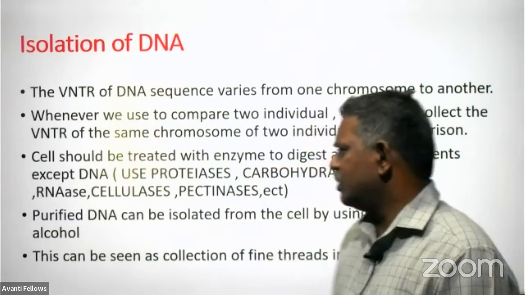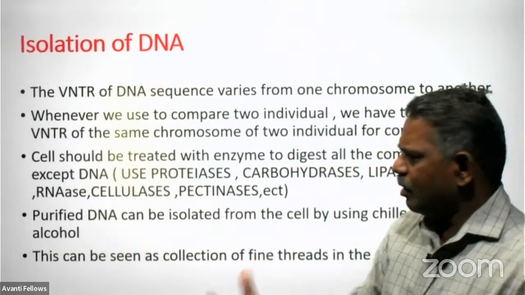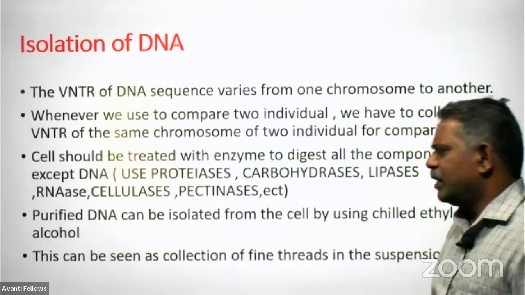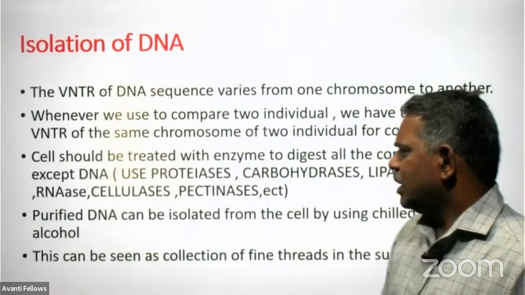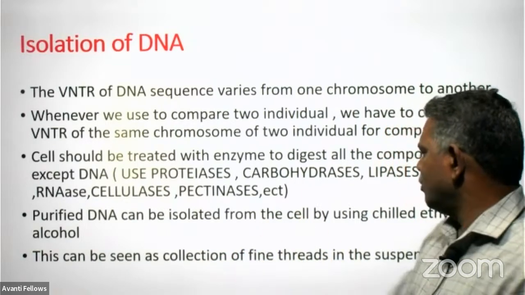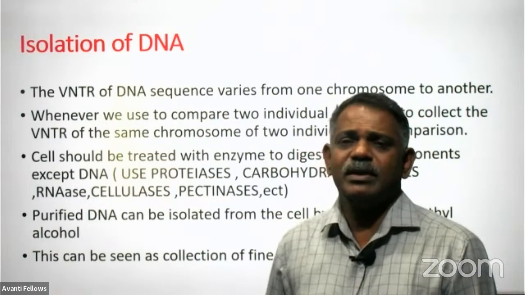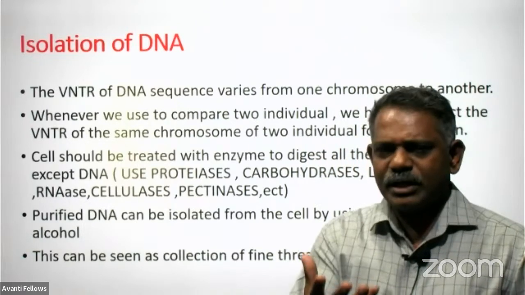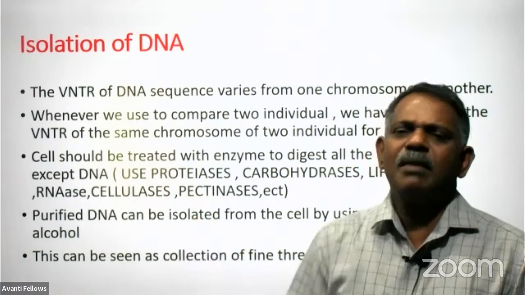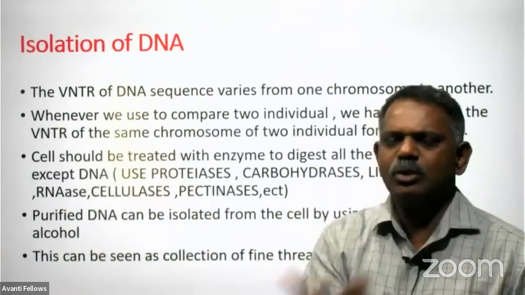That can be precipitated by using what? A chilled purified alcohol. That DNA is all that is left after treating the cell with all kinds of digestive enzyme, and this purified DNA can be isolated from the cell by using chilled ethyl alcohol, and it can be collected in the form of very fine threads. You may have conducted the same experiment in your school: extraction of DNA from the peel of a banana, or from an apple, or from a vegetable like a tomato.